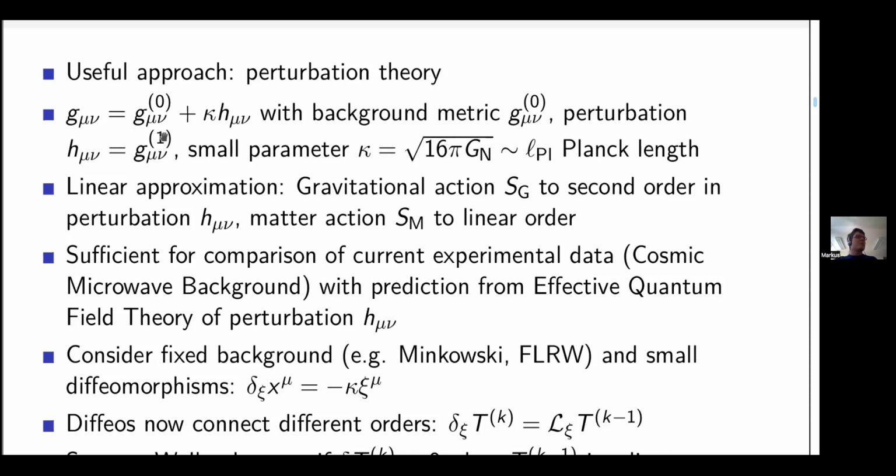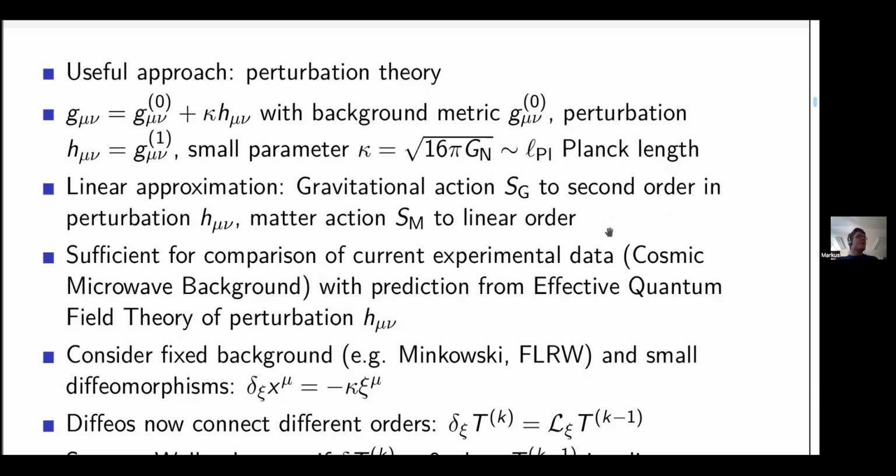I will always write the perturbation order in parentheses on a tensor or quantity. And of course, there also needs to be a perturbation parameter, which in this case I call kappa, which is basically the square root of Newton's constant in some appropriate units, and it's proportional to the Planck length. So it's a very small parameter, so one should hope that this is a very good perturbation theory. The linear approximation is already a very good approximation, and to obtain the equations for that, you take the gravitational action to second order, because then the equations of motion will be first order in h, and the matter action to linear order, because then you will only get the matter contribution in the stress tensor.